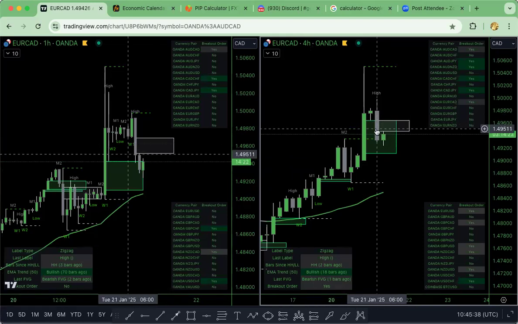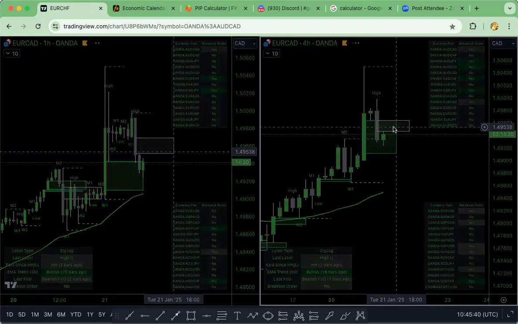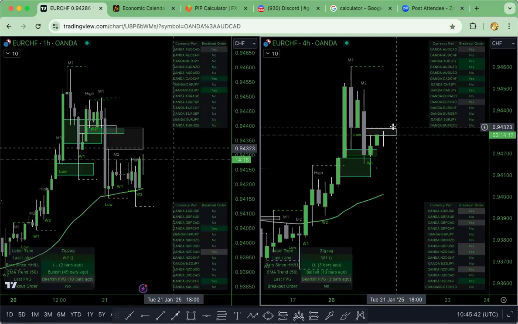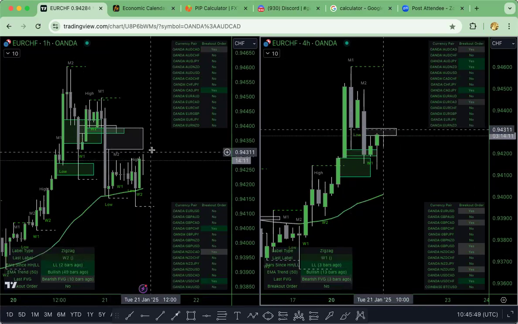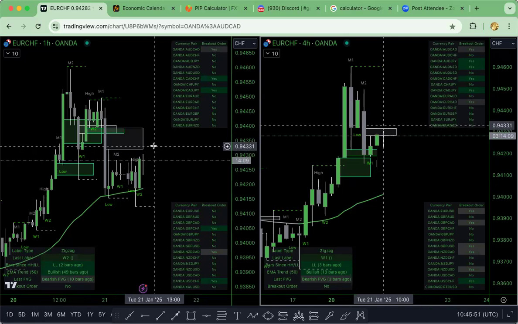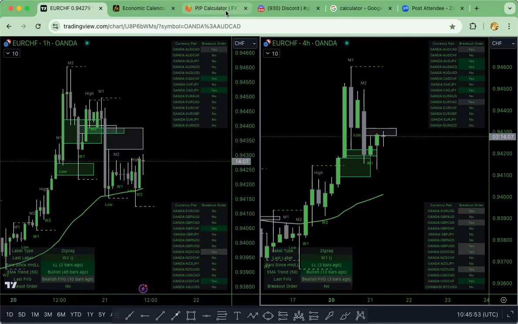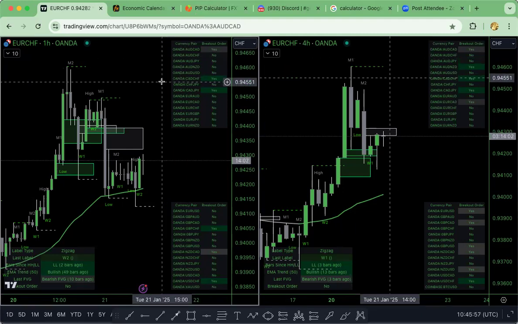So this is a no-go because you're getting a double overlapping FVG. And this is a 4 hour bearish. So you're waiting for price to come back into here and then give you an M1, M2 entry for a sell continuation.